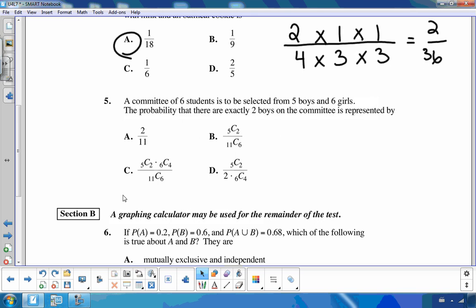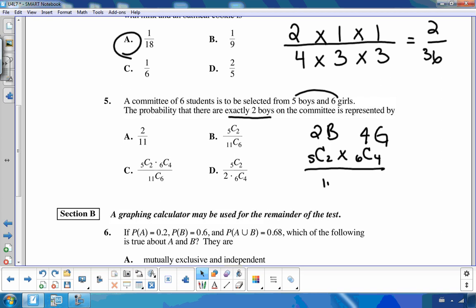Okay, we have a committee of 6 students to be selected from 5 boys and 6 girls. The probability there are exactly 2 boys on the committee is what? If I have 2 boys, that means I must have 4 girls. So 5 boys and I want 2 of them. I'm not assigning roles, tasks, or jobs. That's why it's a combination. Multiplied by the girls, there's 6 girls and I need 4 of them, out of a total of 11 kids, and I need a committee of 6. So I can punch that into my calculator. Oh, actually, I don't even need to punch that into my calculator. There's the answer.